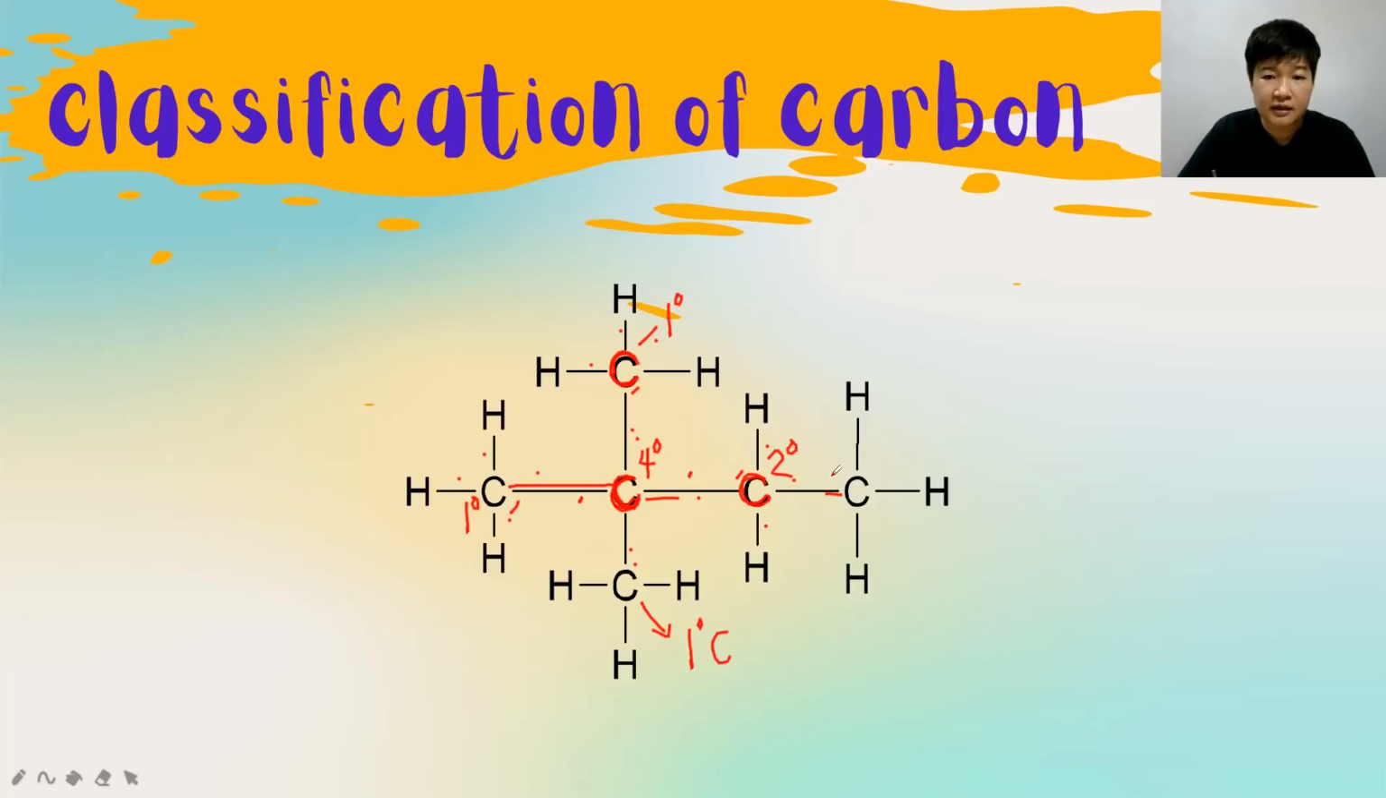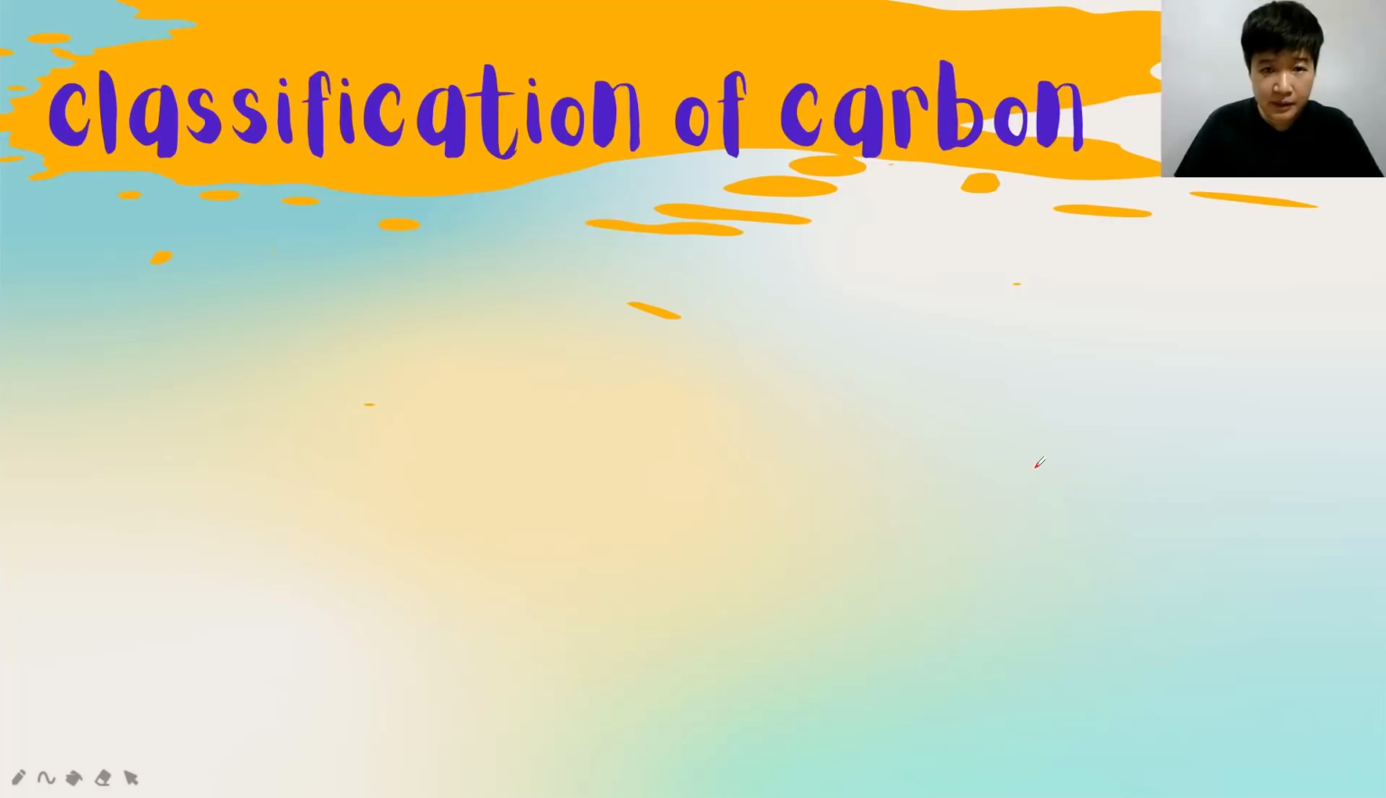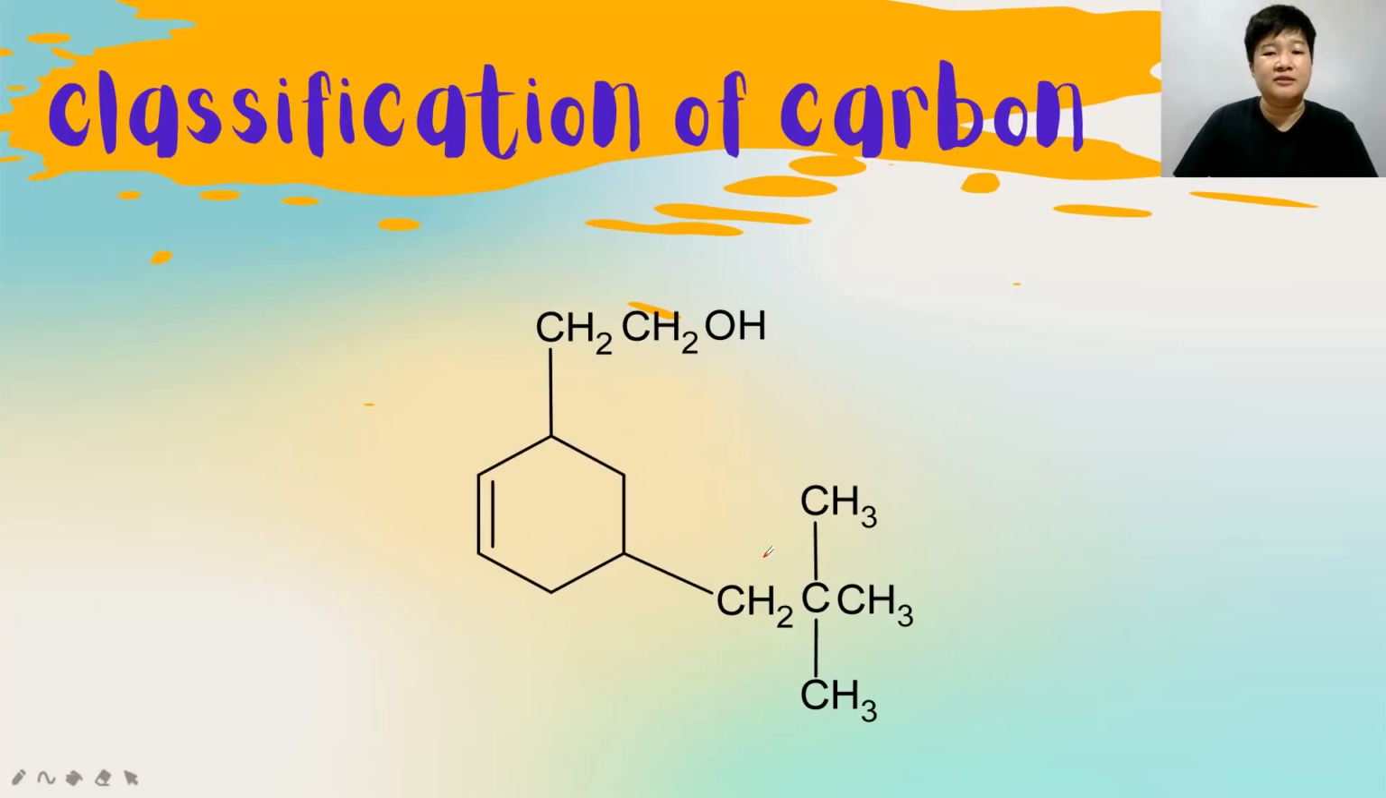Secondary carbon. Last but not least, this carbon will be a primary carbon. So that is the way that we classify carbon. When you expand it or when you are good enough, you can classify it without expanding it. So let's see how to classify the carbon when it's not an expanded structure.